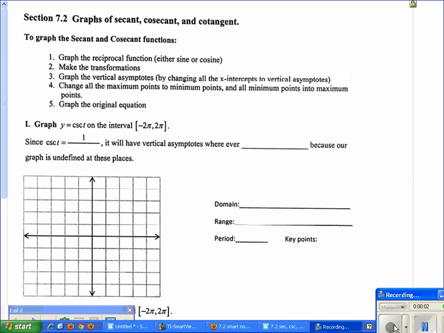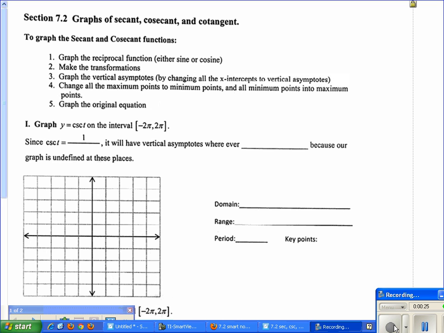Section 7.2 graphs the secant, cosecant, and cotangent. To graph the secant and cosecant functions, we're going to do these steps. We're going to graph the reciprocal function, either sine or cosine, and make transformations to those functions. Then we're going to graph the vertical asymptotes, change all the maximum points to minimum points and all the minimum points to maximum points, and then graph their original equation. We'll talk about what those things mean.